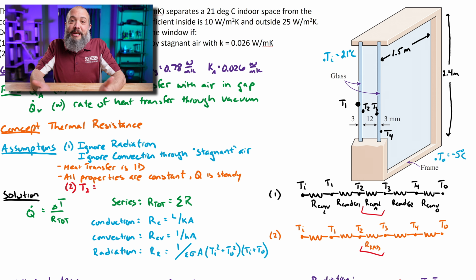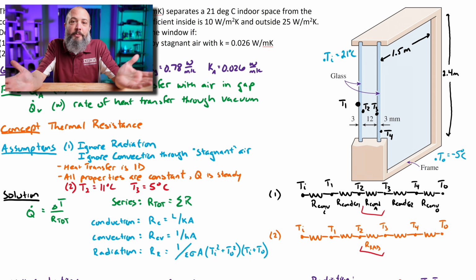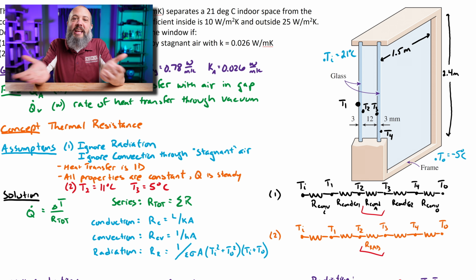So without any good reason to choose, I'm just going to assume that there's a change in temperature of 10 degrees through each section of glass. So I'll choose 11 degrees on the inside of the inner pane and 5 degrees on the inside of the outer pane. Again, it doesn't really matter what you guess. Just make your best guess and move on.